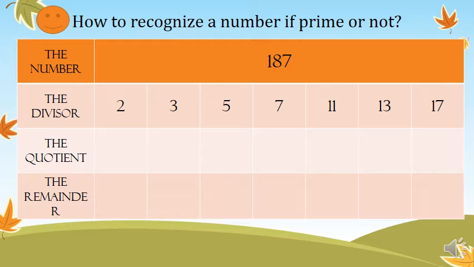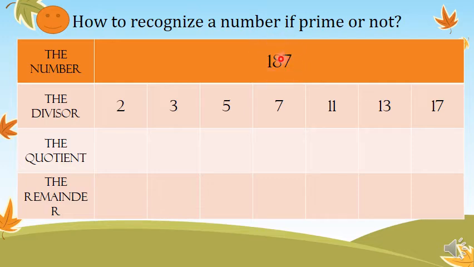Okay, how to recognize if a number is a prime number or not? If it is a small number like 3, 5, 7, or 17, we can directly know it's a prime number because it has only two divisors. Now I have this big number, which is 187. I want to recognize if it's a prime number or not. First of all, I have to do the divisibility test for it.